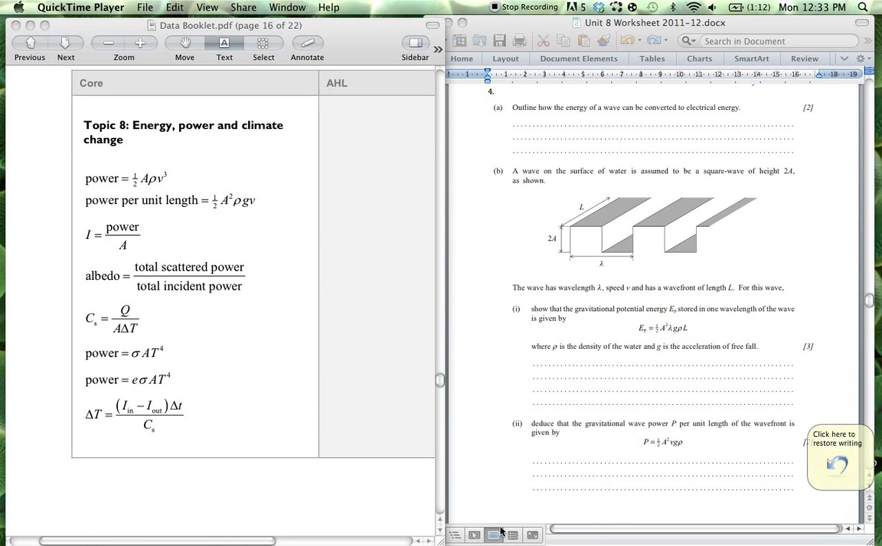And we're going to need that formula in the next question. So just keep on going.